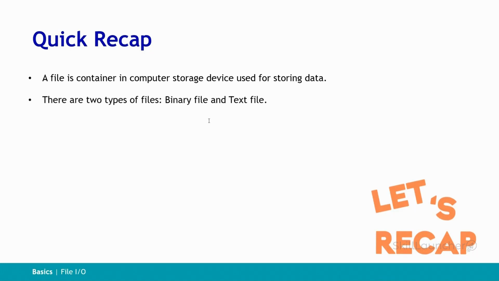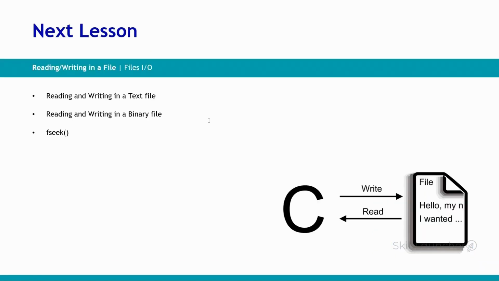Let's have a quick recap. A file is considered as a container in a computer storage device which is used for storing data. There are two types of files, binary file and text file. In a binary file, the data is stored in the form of binary code, that is zeros and ones, whereas in a text file, the data is stored in plain text. It is a good programming practice for a programmer to close a file after performing reading and writing operations on it. In the next lesson, we will be learning reading and writing operations for a text file and binary file along with a function called fseek.